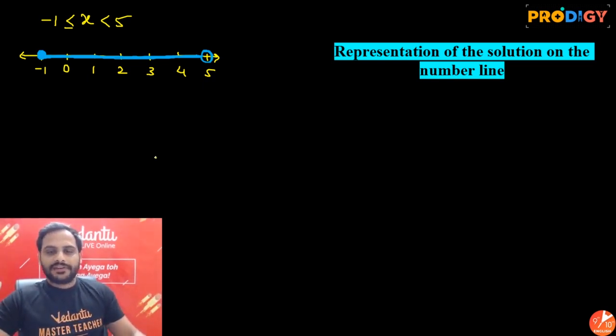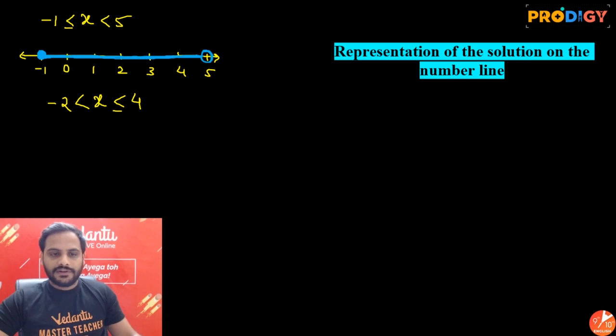Let's take one more example. Let's say x is greater than minus 2 but less than or equal to 4. This is the solution given. So what I will do now is draw the number line.